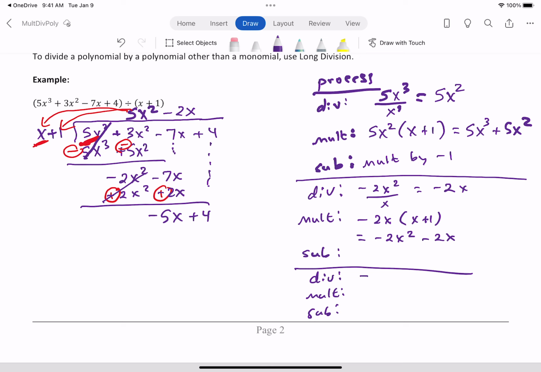So this time my lead term is negative 5x divided by the x. So we get negative 5. And remember, anything over itself, so x to the first over x to the first, is just 1. So all I get is negative 5. So we're going to put minus 5 up here. Then we're going to multiply negative 5 times x plus 1. That gives me negative 5x. Negative 5 times positive 1 is negative 5. So I'm going to copy that over here.